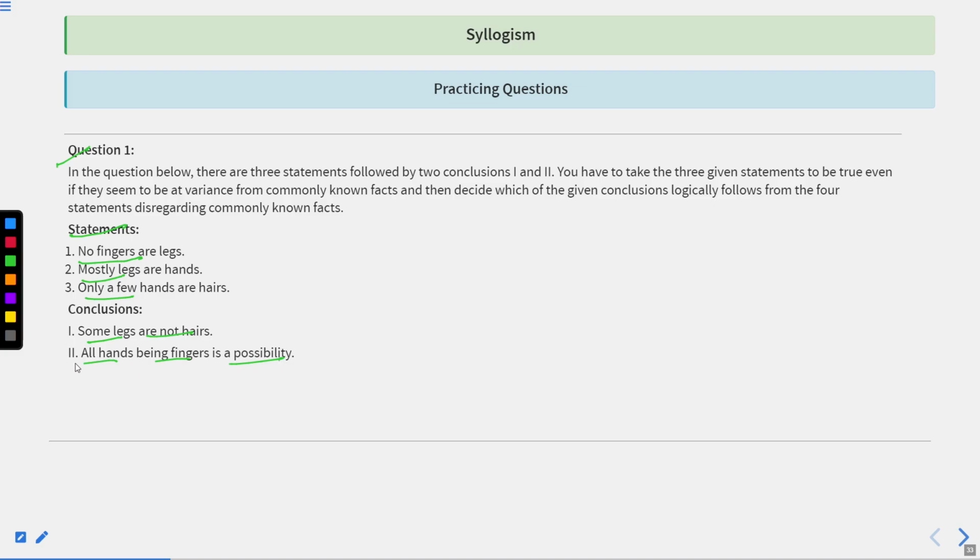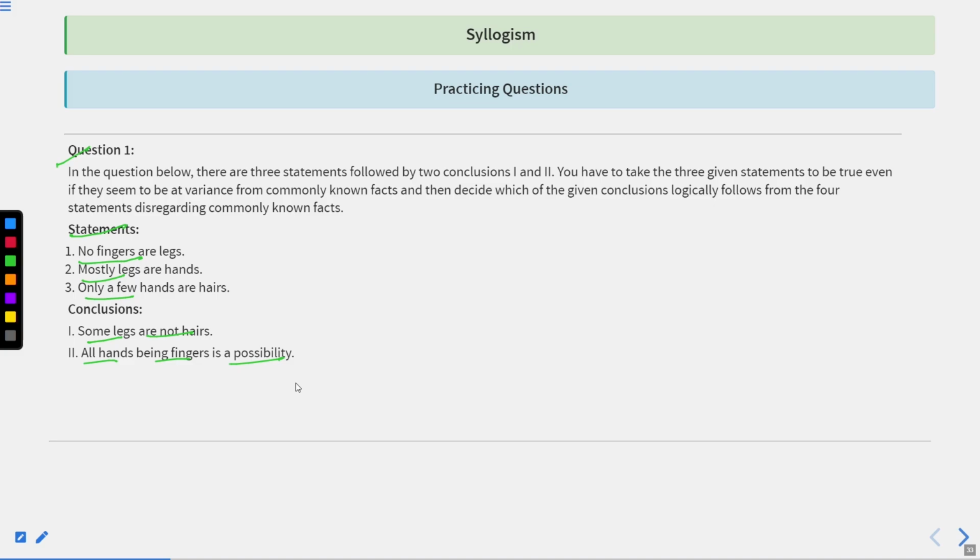So when we looked at these two inferences through the Venn diagram and discussed the solution, at that point we were able to figure out whether the conclusion is logically following the statement or not.